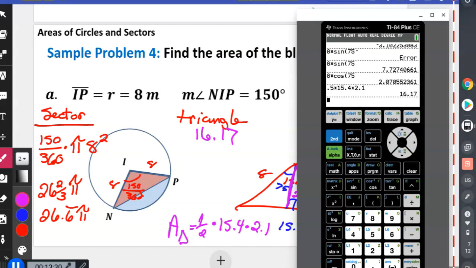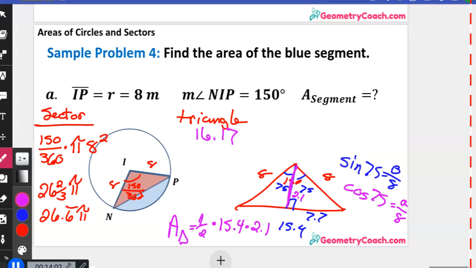So now, finally, we can subtract. We're going to take the area of the sector minus the area of the triangle. So it's 26.6 repeated times pi, that's the area of the sector, the piece of pie, or the slice of pizza, minus the area of the triangle, which is 16.17. That leaves us with 67.6 for the area of the segment.